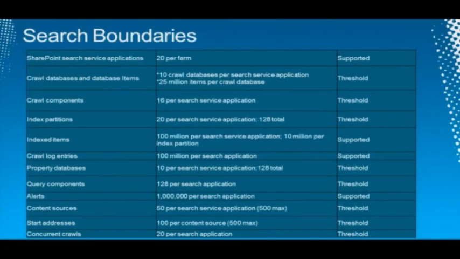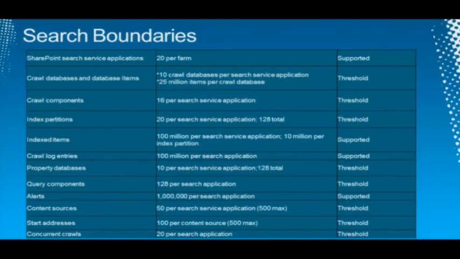So the index partitions, 20 per search service application. And remember, these index partitions will be living on those front-end servers. Indexed items, 100 million per search service application, 10 million per index partition. So even though we could do 25 million items for a crawl database, we're now having to have 3 index partitions to actually equate to the same number. You see how that now splits it up once more?